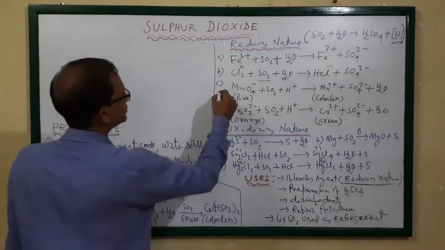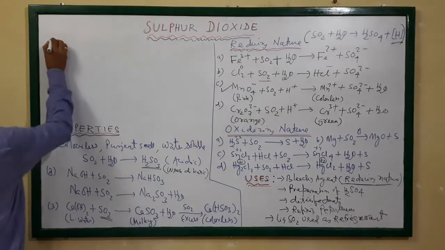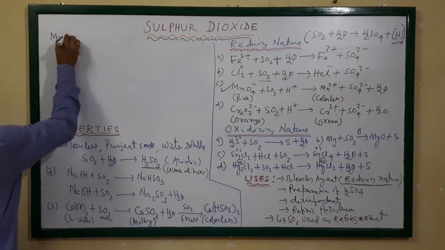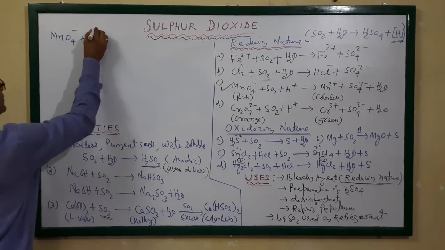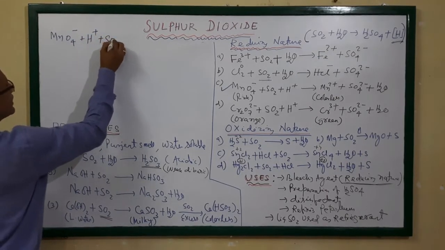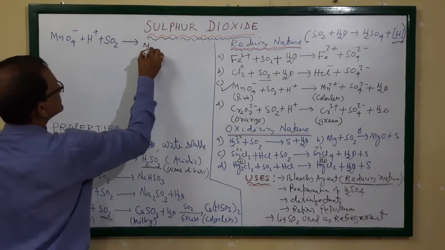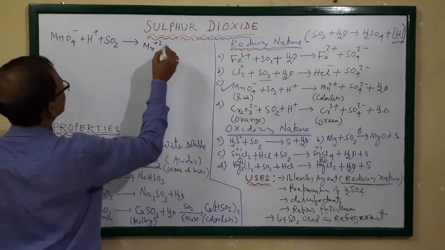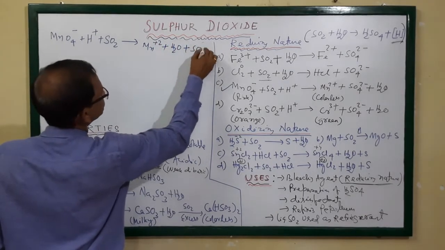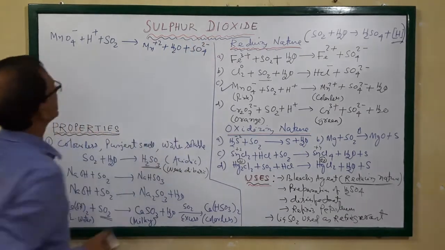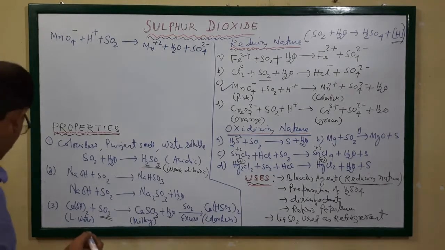Take this example of how you will balance the equation. Here, MnO4 minus, the permanganate ion, in the presence of acidic medium, is reduced by sulfur dioxide to manganese ion and water, plus sulfuric acid, sulfate ion. How will it be formed and balanced? Let us discuss.